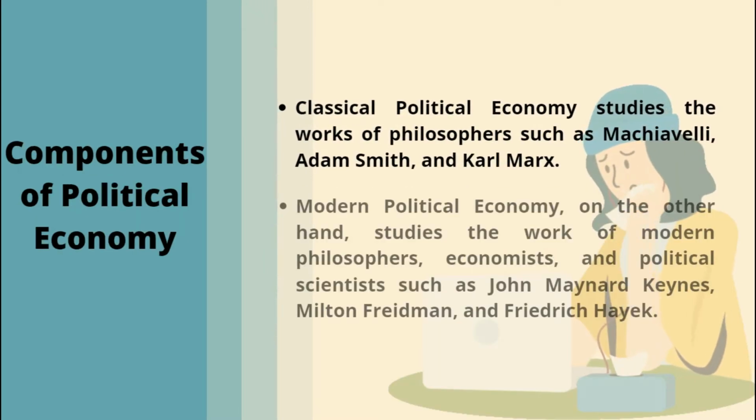So we have different components of political economy. So first, we have the classical political economy that studies the work of philosophers such as Machiavelli, Adam Smith, and Karl Marx. Then we also have the modern political economy. So on the other hand, studies the work of modern philosophers or mga economists na to and political scientists such as John Maynard Keynes, Milton Friedman, and even Friedrich Hayek.